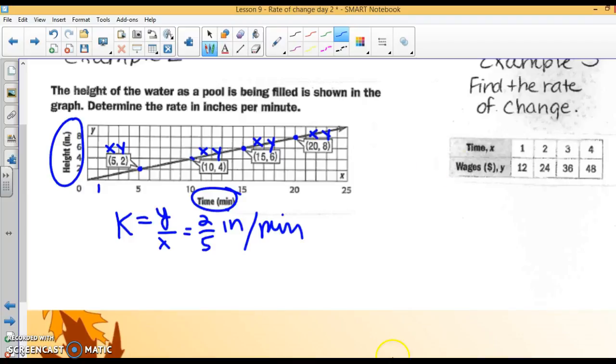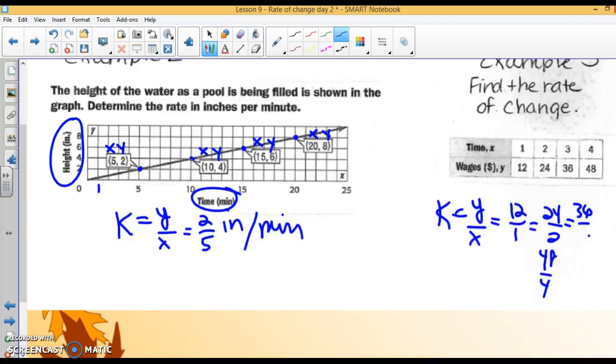All right, find the rate of change. K is Y over X. So our rate of change, 12 over 1, or we could do 24 over 2, or we could do 36 over 3, or we could do 48 over 4. All of them are going to be 12. What is it? $12 per whatever this time is. Maybe it's $10 an hour, $10 a minute. It doesn't tell you. I'm sorry, $12 an hour. But it's $12 per whatever.